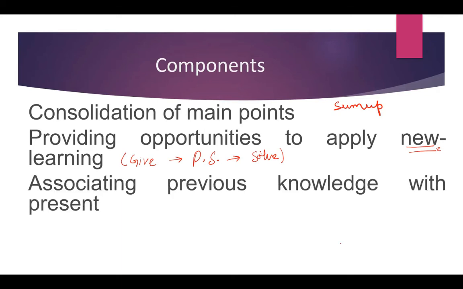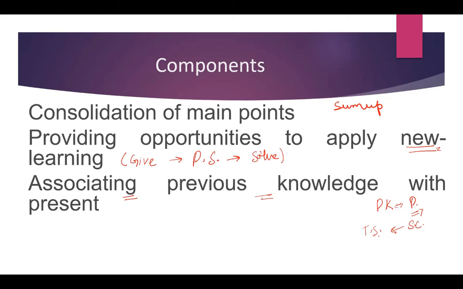And then the third point is associating the previous knowledge with the present knowledge. So the teacher has to link the previous knowledge with the present knowledge. Like what concept we are learning presently, we have to link it with the previous knowledge. For example, we are learning the skill of closure, so we have to link it with the previous knowledge that we have learned previously.